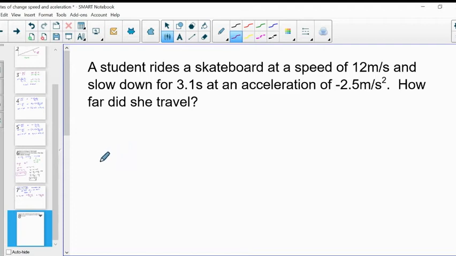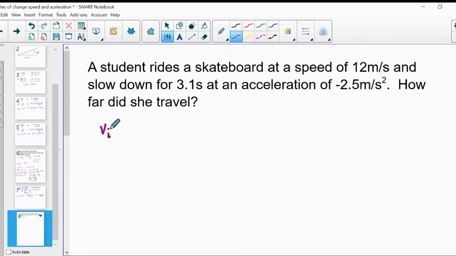Let's see if we can use our kinematics equations to solve a word problem. Here we have a student who rides a skateboard at a speed of 12 meters per second, and she slows down for 3.1 seconds at an acceleration of negative 2.5 meters per second squared. What I want to know is how far did she travel?